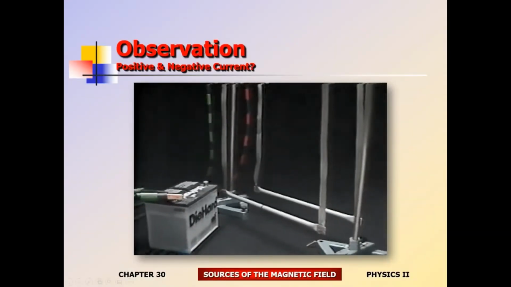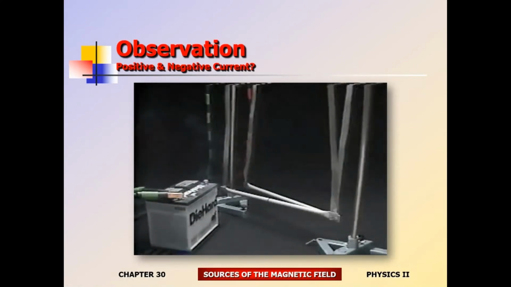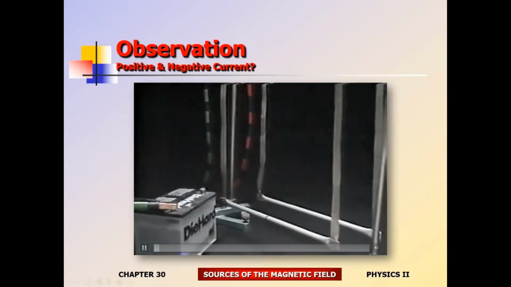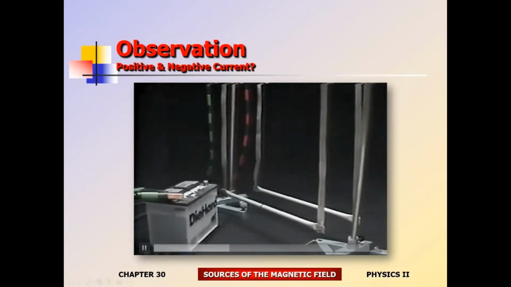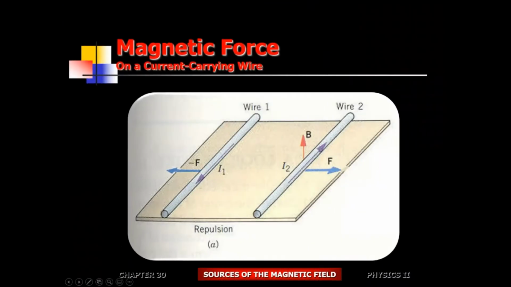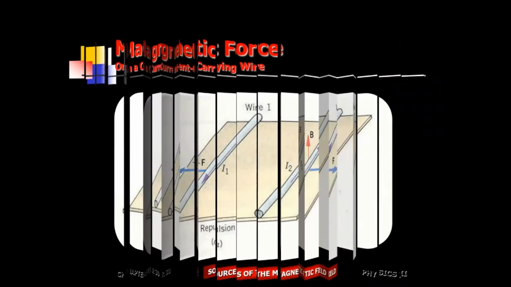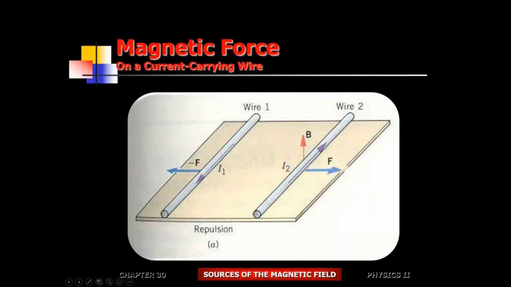The application of this formula is that it is the same as the force between two current carrying wires. All right, so the wires will be attracted to each other if the currents are moving in the same direction, or they will be repelled by each other if the currents are moving in opposite directions. Currents in the same direction, there's going to be attraction. Currents moving in opposite directions, there's going to be a repulsion.